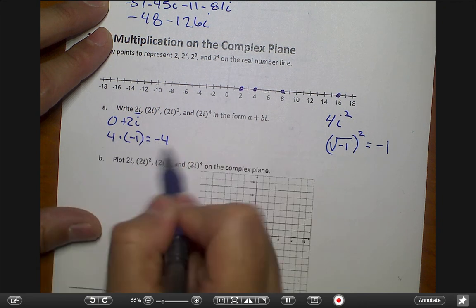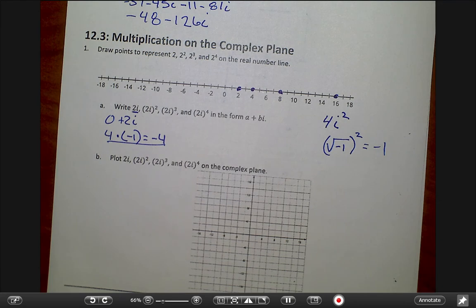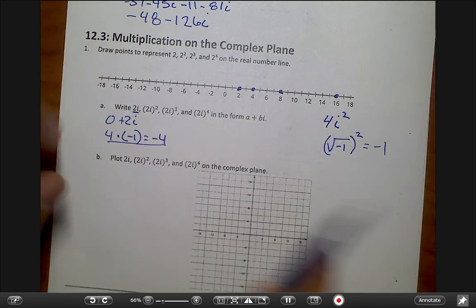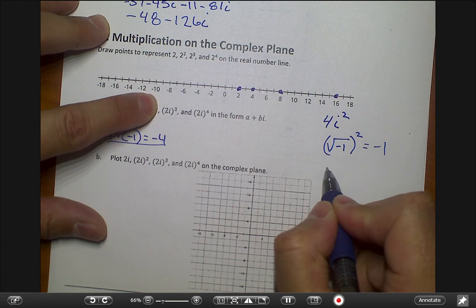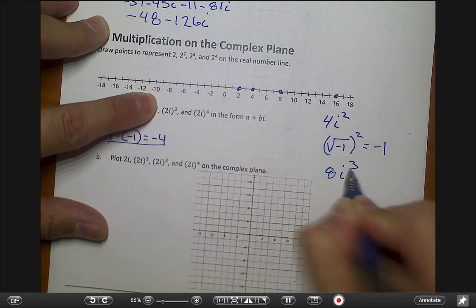So this one right here just gives me negative 4. Now the next one says 2i to the third power. We know that 2 to the third power is 8. So it's 8, and then it's going to be i to the third.